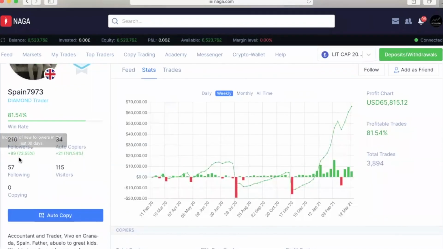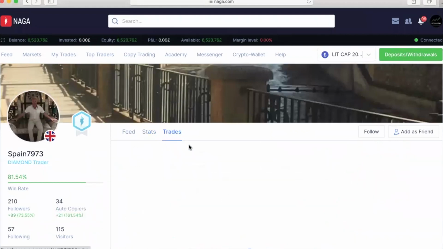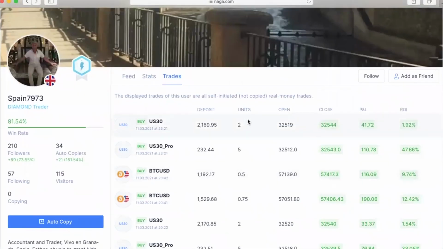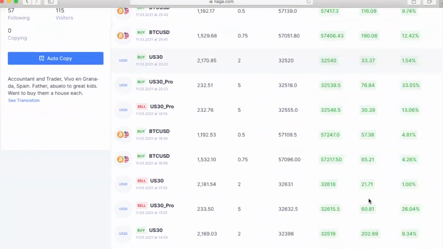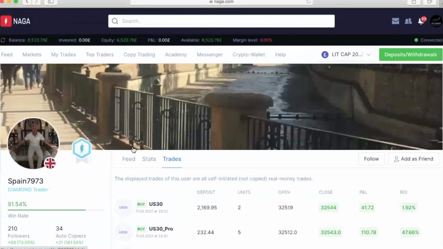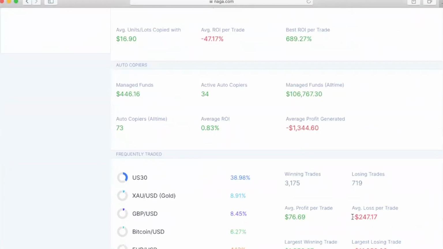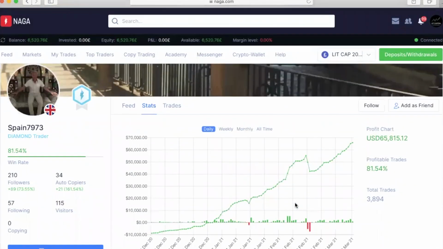We can see how many people he's following, how many people are following him, how many visitors he receives, and his win ratio. If we go over to trades, we can also see his most recent trades he's opened and closed. We can see the profit that he's accumulated from these trades. And we can see from the last 20 trades on the screen, he's won every single trade. But that's why the stats are important, because the stats also show us his average loss per trade and his average profit per trade. So that's how to read the stats.